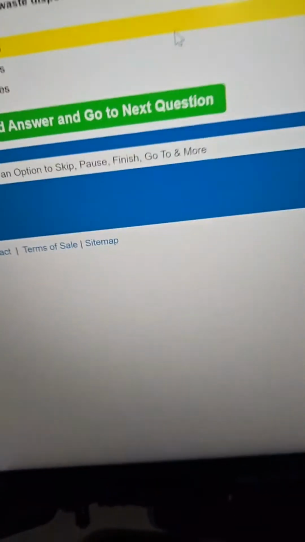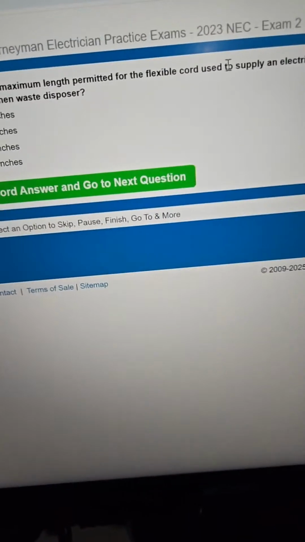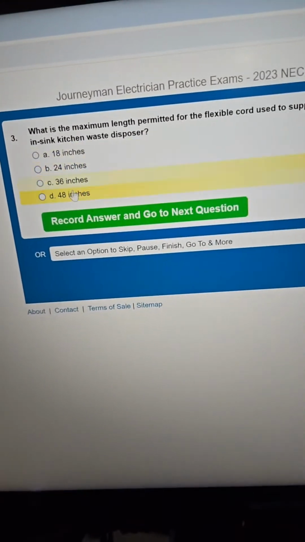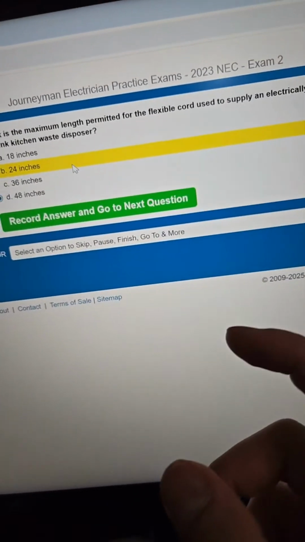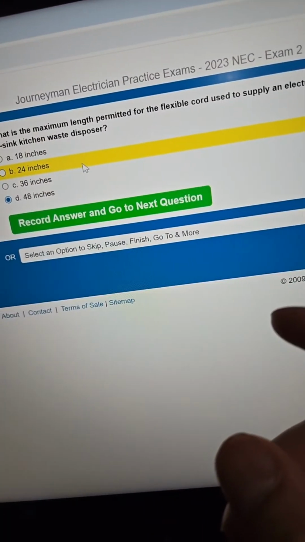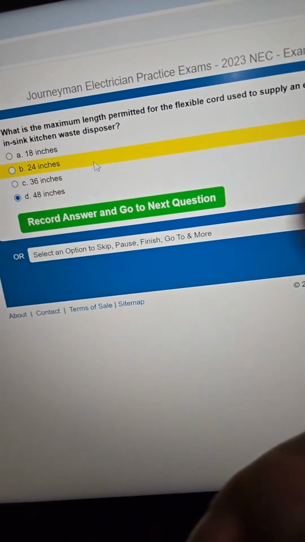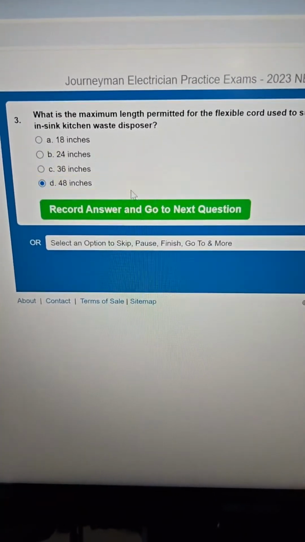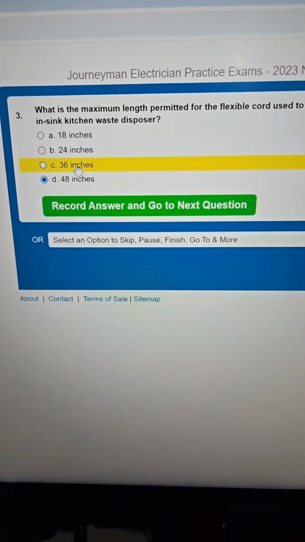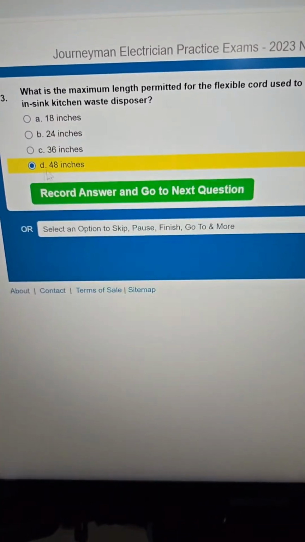What's the maximum length permitted for flexible cord to use as supply an electrically operated in-sink waste disposer? It's 48 inches, believe it or not. I think there's a chart. Your instinct wants to tell you 3 feet. I think the answer is 4 feet. I can't remember. I remember being surprised about this one. I think it's 48.